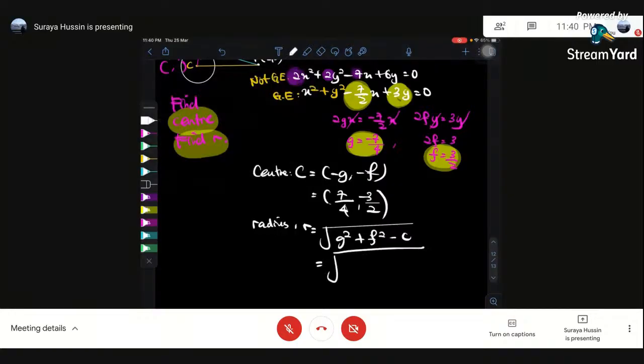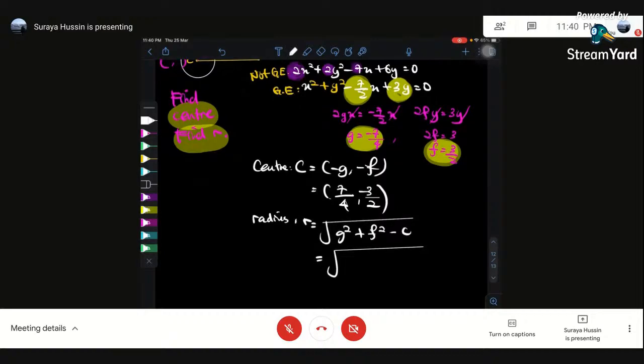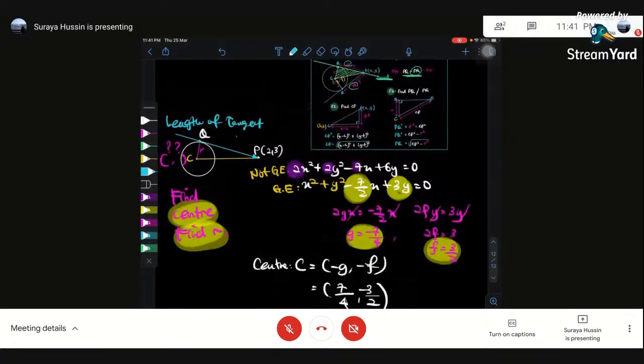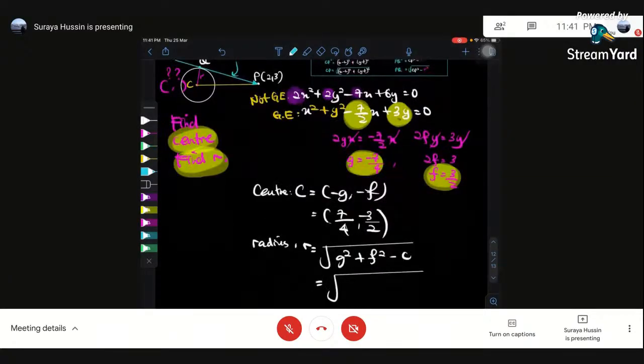Okay. Right, now. Kalau kamu tak larat sekarang pun tak apa. Nanti kamu tengok balik video ni. Okay. Sekarang ni fahamkan konsep dulu. Itu lebih penting. Fahamkan macam mana nak jawab soalan length. Find the length of tangent. Length of tangent kat mana? Lagi sekali. Length of tangent kat sini. This is length of tangent. Here. Ada arrow ni. Tiba-tiba ada arrow.